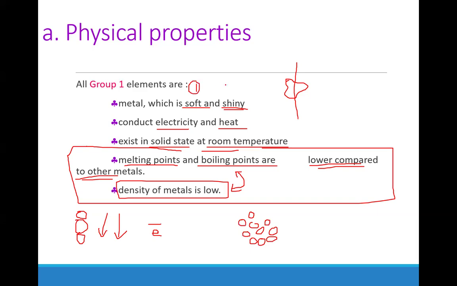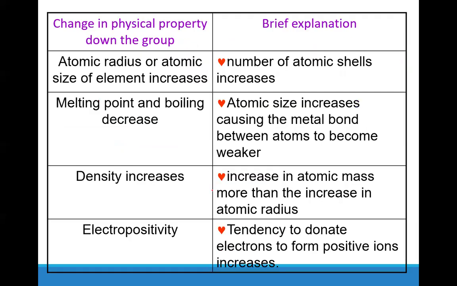They're soft, they're shiny. Obviously, they conduct heat and electricity. These are all properties of metals. You have written all the properties of metals, right? But this is the general trend. Melting and boiling points show that they are lower as compared to other metals, and the density of the metals is low, right? So now we'll talk about the change in the physical properties down the group.